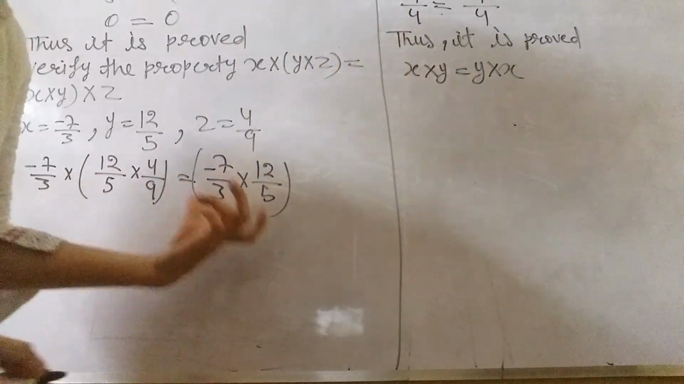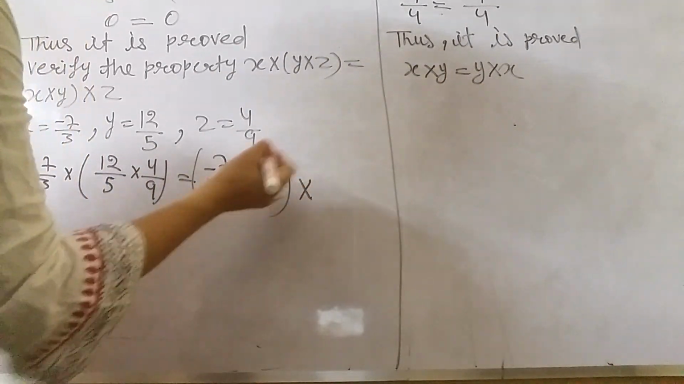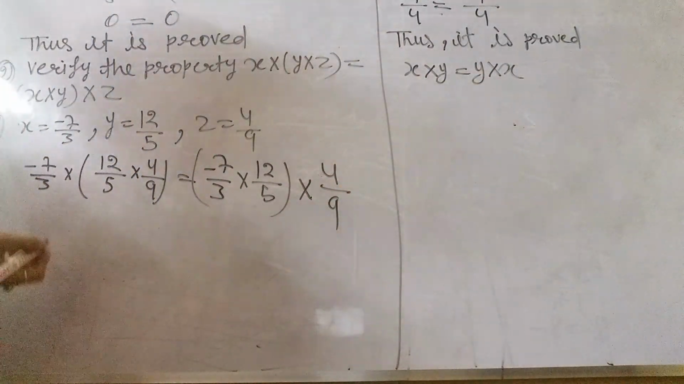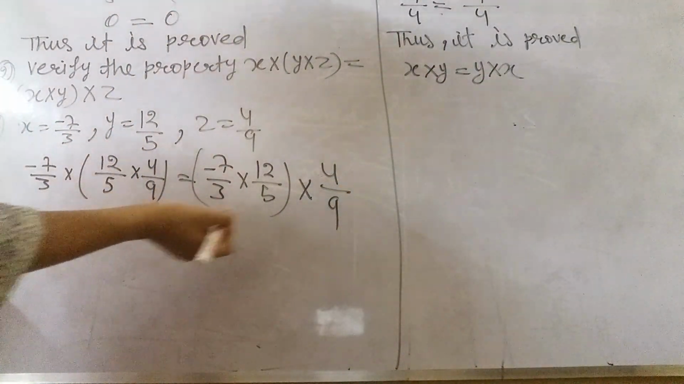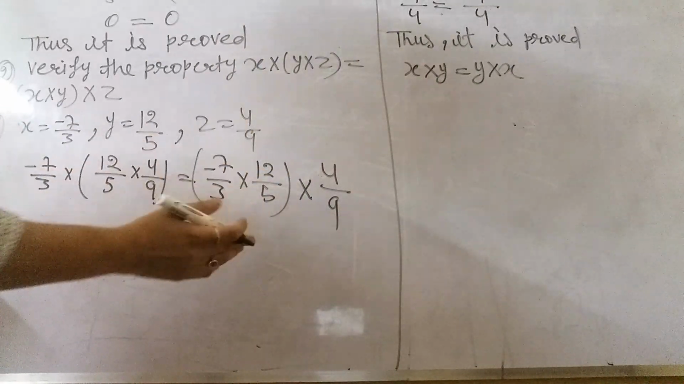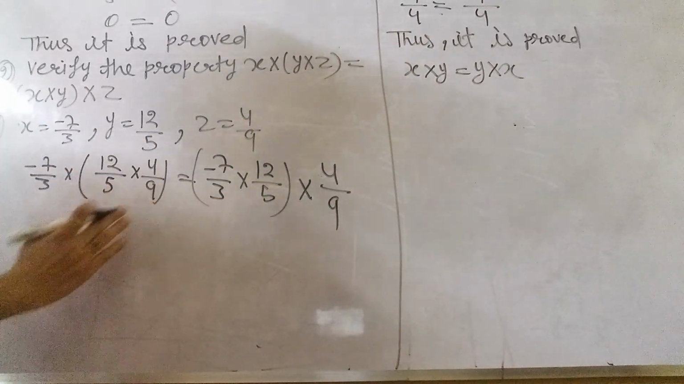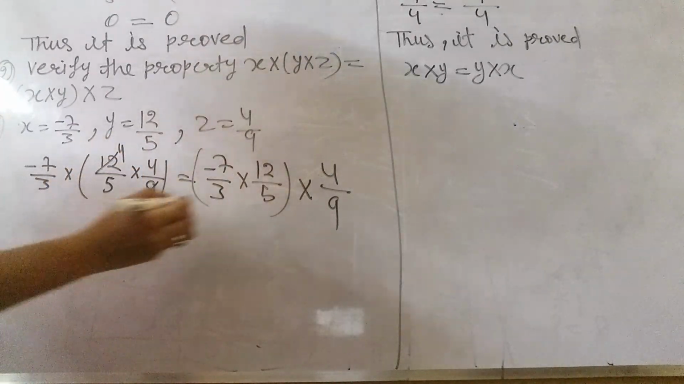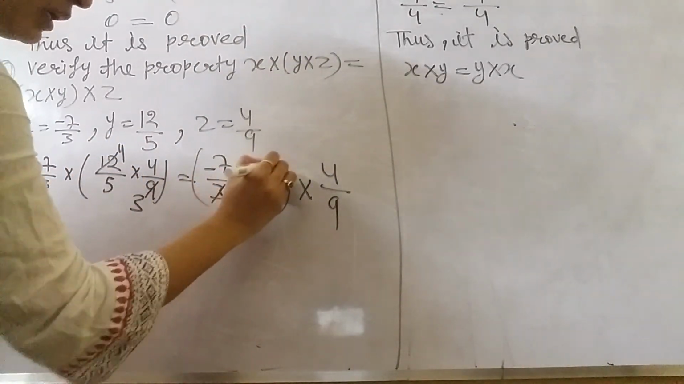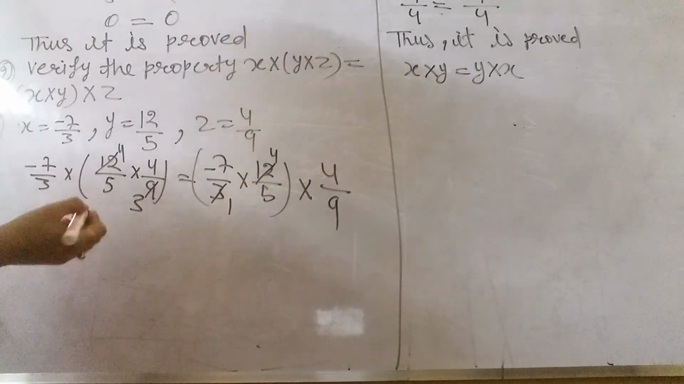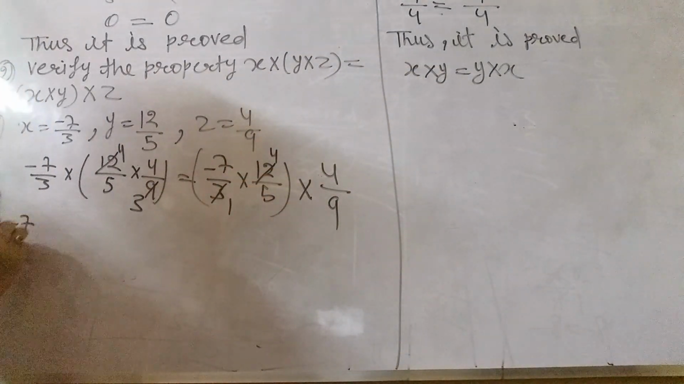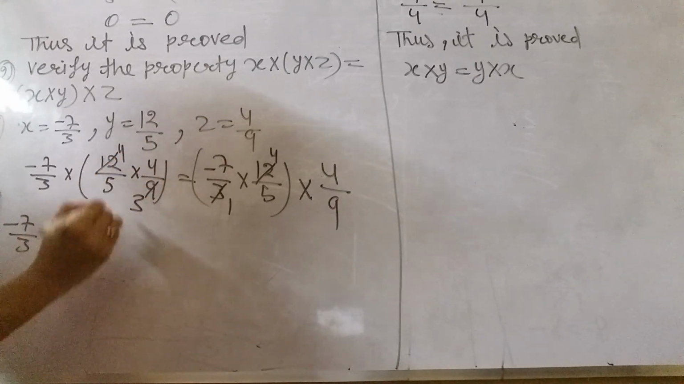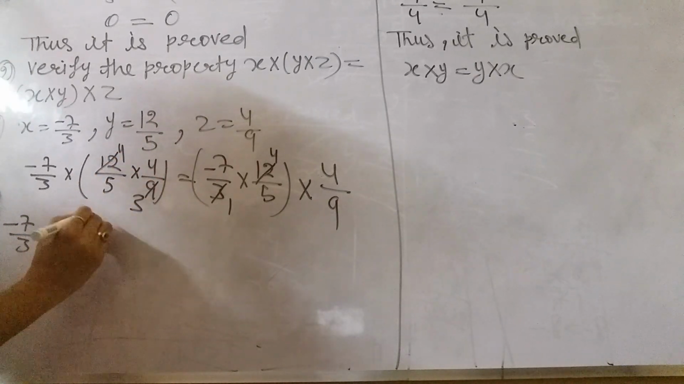Both should be multiplying first and then it should be multiplied with z, that is 4 by 9. Now again, if the number coming in is divisible by any common number, we can cut it here. That would be 3 3s are 9, 3 4s are 12, 3 1s are 3, 3 4s are 12.